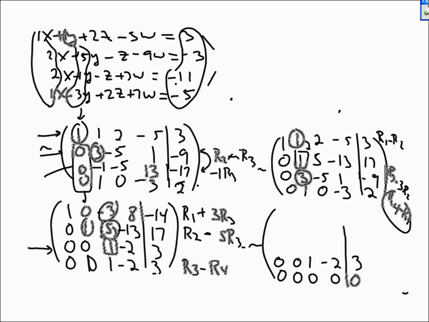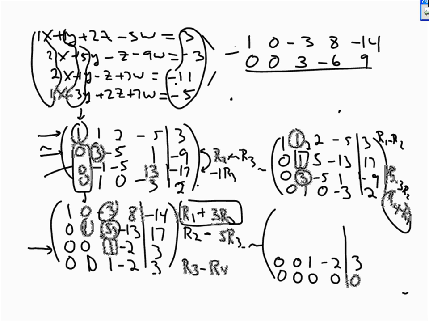Okay. So for row 1, I need to do row 1 plus 3 row 3s. So here is row 1. And here is 3 row 3s: 0, 0, 3, negative 6, 9. And if I add them, I get my 0 here. 1, 0, 2, negative 5. Okay, that's row 1. 1, 0, 0, 2, negative 5.